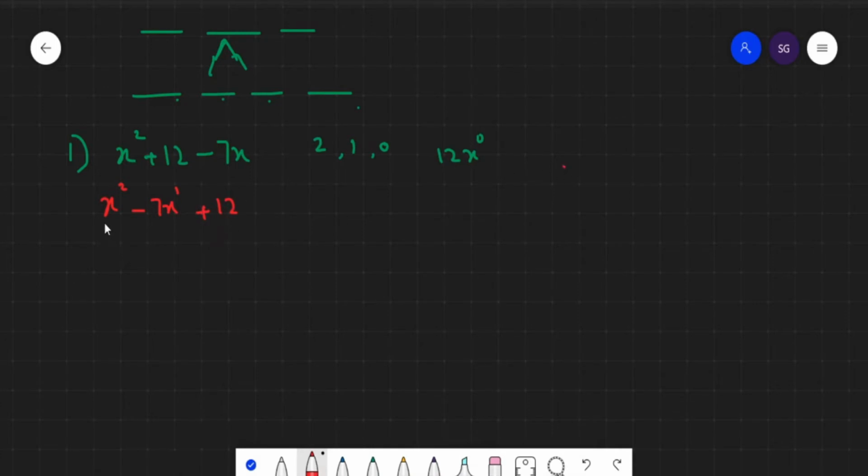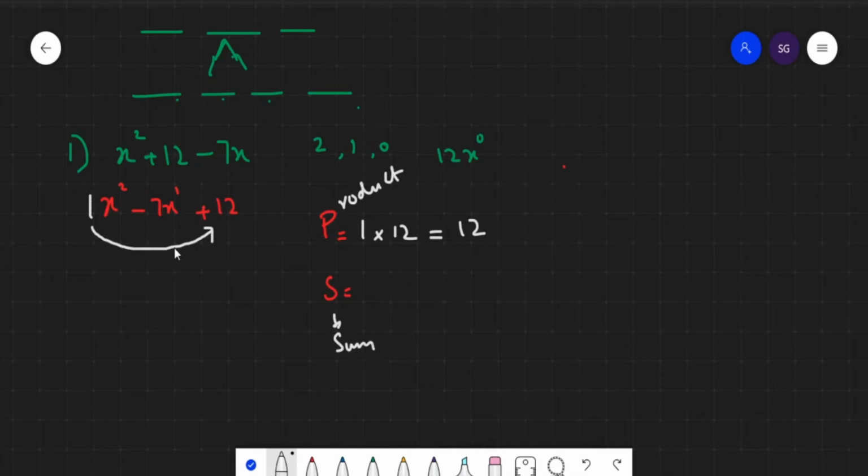Right, so we have this set of three terms. What we're going to do is identify two very important numbers. These are the product and sum. Now, the product is the product of the coefficients of the extreme degree terms. Extreme degree means highest and lowest. So what's the number here? 1, and the lowest degree term is 12. So we have the product 12, this is the product, and S stands for the sum. Okay, so the sum is simply this middle term. The coefficient of this middle term is the sum here.